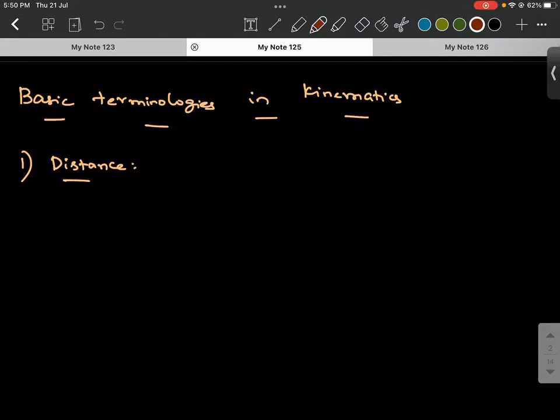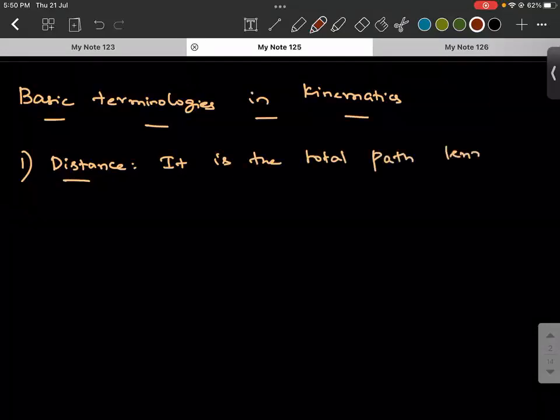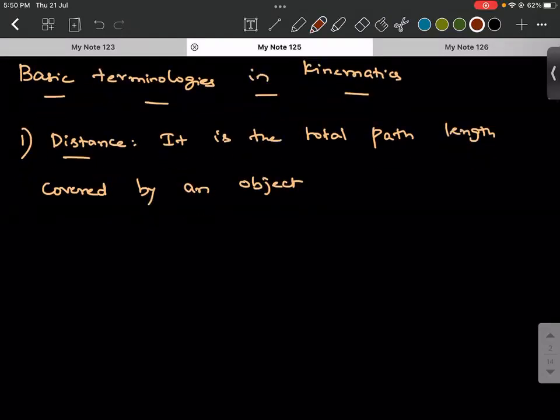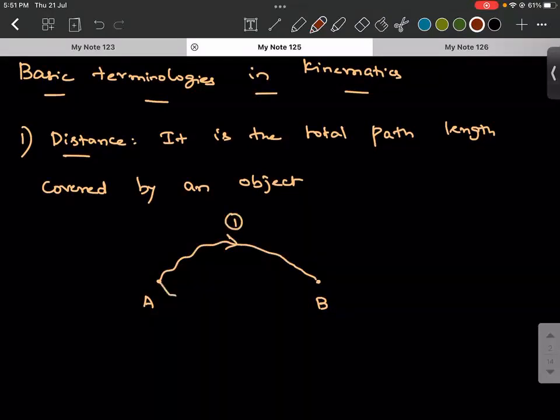So when I say distance, it is the total path length covered by an object when it goes from one point to another. So let us consider a scenario where an object is moving from point A to point B. When it has to move from one point to another, it can have multiple ways in which it wants to move. So I could have taken this path, which I'll call path number one. I could have taken another path like this, which I'll call path number two, or else I could have taken a direct path like this, which I'll call path number three.